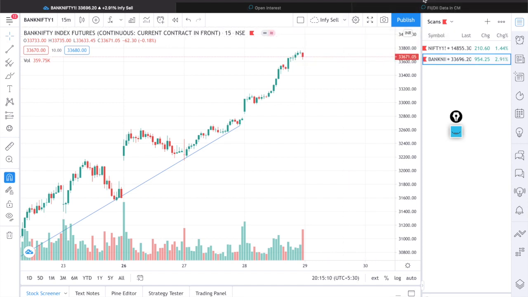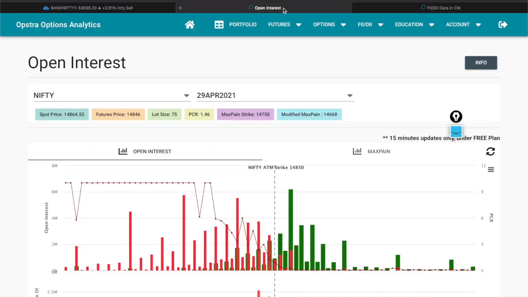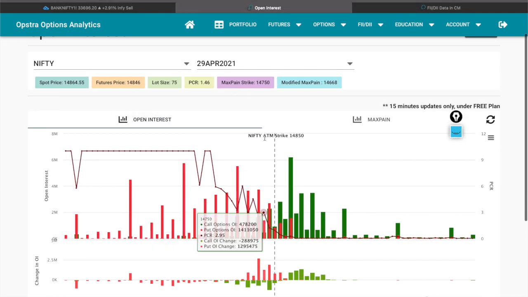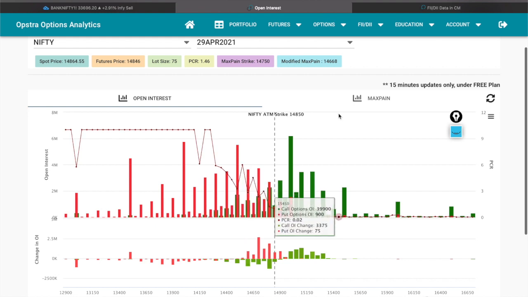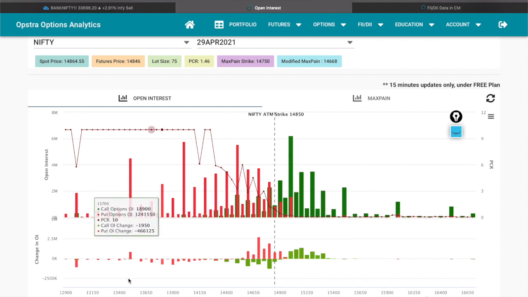Okay, so let's come to the open interest data. So this is our open interest data for this monthly expiry. If you guys are not familiar with open interest, I will make a separate video on what is open interest. But from this graphical representation, you would understand in which areas the option writers or the option sellers have made their position. Okay, so if you see yesterday, right?